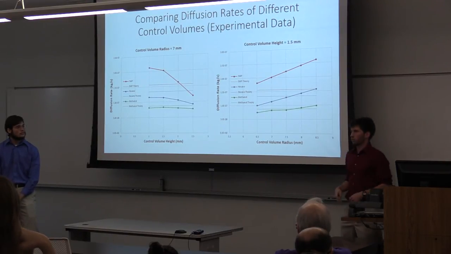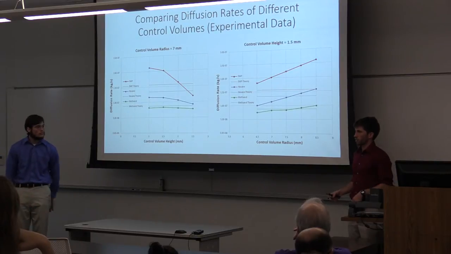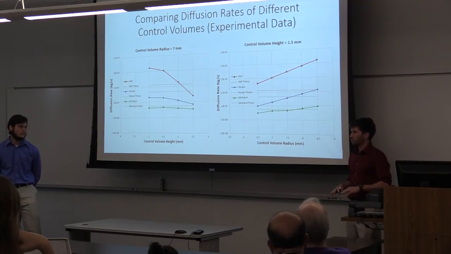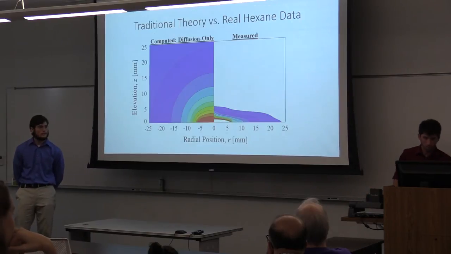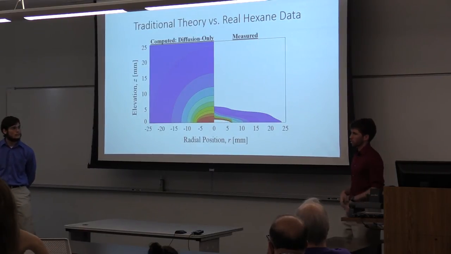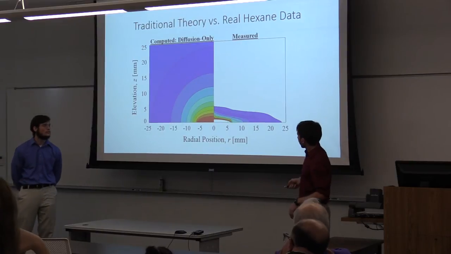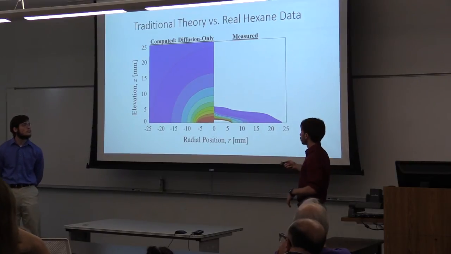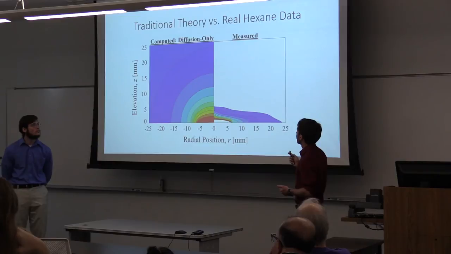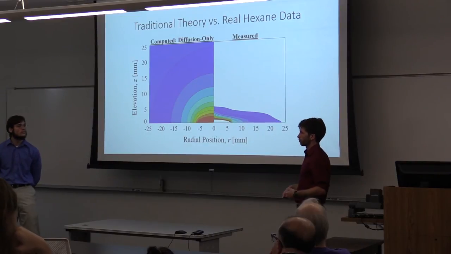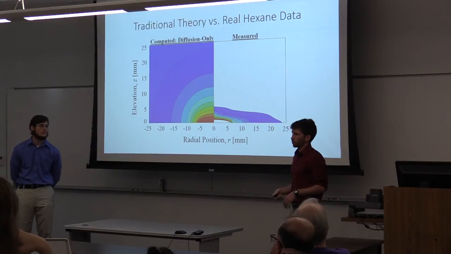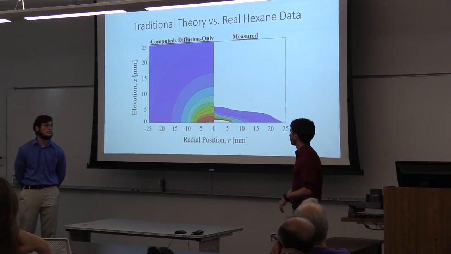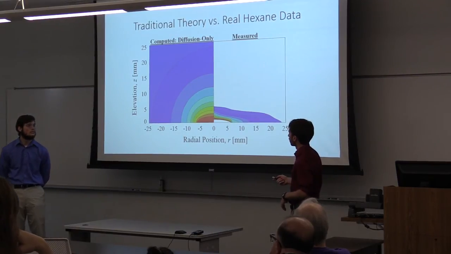I'm going to put it in more of a visual context for you to see why we believe this is suggesting that convection is affecting the evaporation rates of these things. So we're going to look at a plot of diffusion versus real data of hexane, which has the same exact molecular weight as 3-methylpentane. Convection should be working on it.